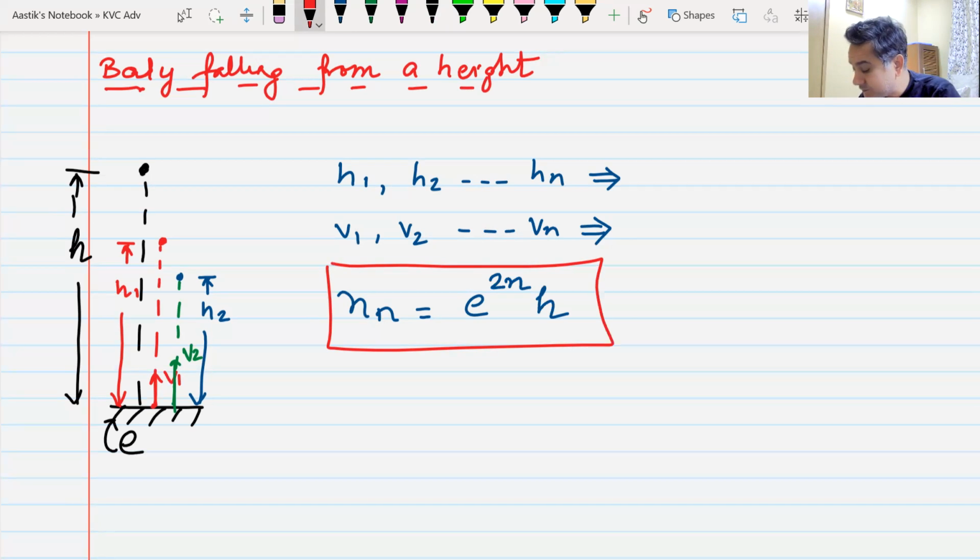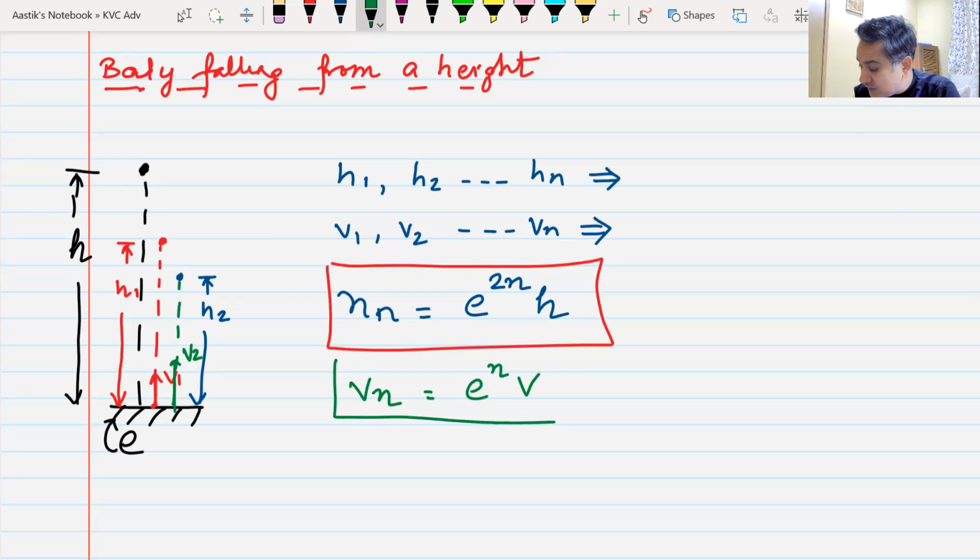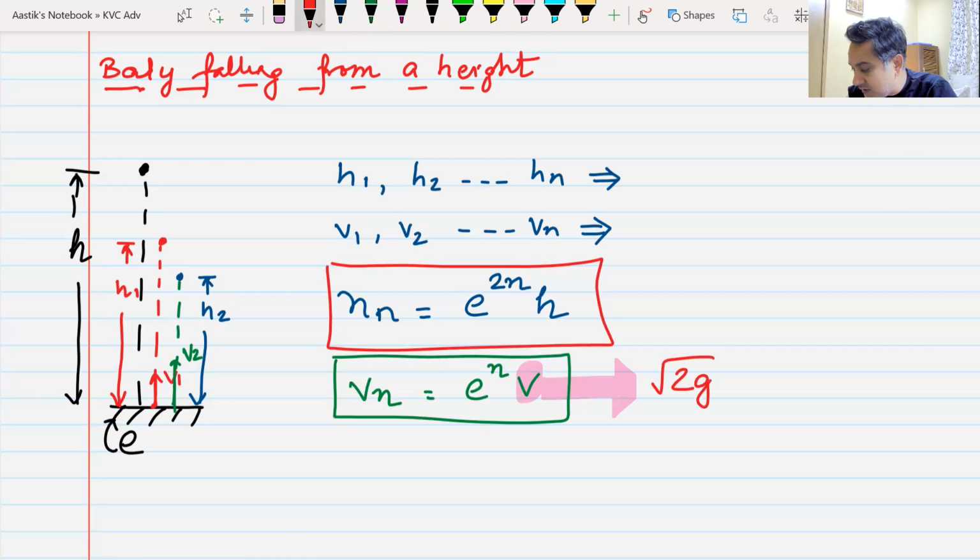Similarly, I can write the formula for the rebounding velocity: vn is e raised to the power n times v, where this v is the velocity of first falling down, and this v is nothing but root of 2gh. So the velocity after the nth rebound will be e raised to the power n times root of 2gh.